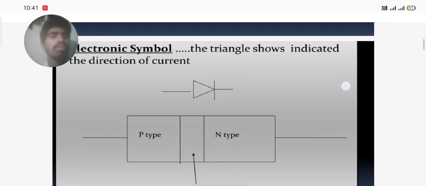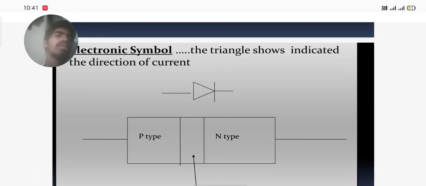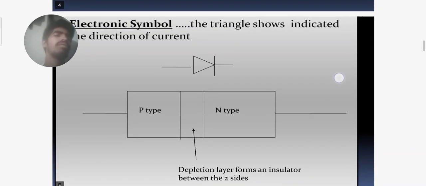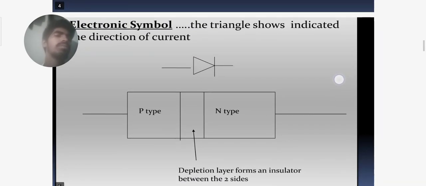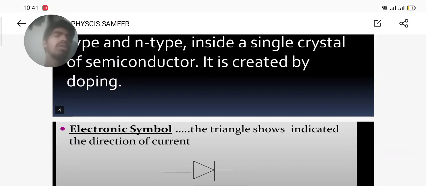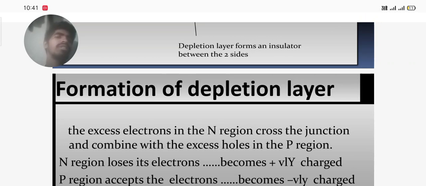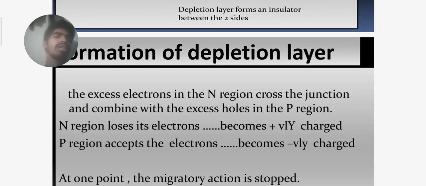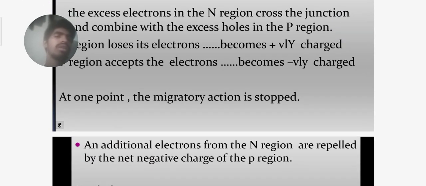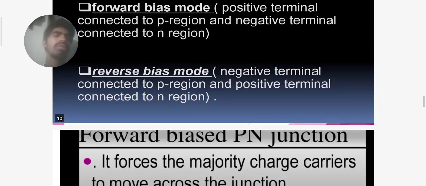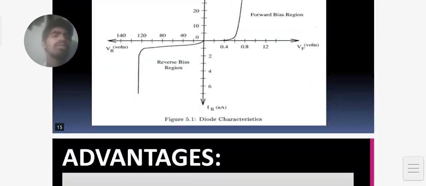So we have to remember the electronic symbol, that is the triangle, which indicates the direction of current, because we have applied the current in this PN region, it shows the direction of a current. So this is about the PN junction diode. We can observe all main topics and we can conclude our topic by applications once again.